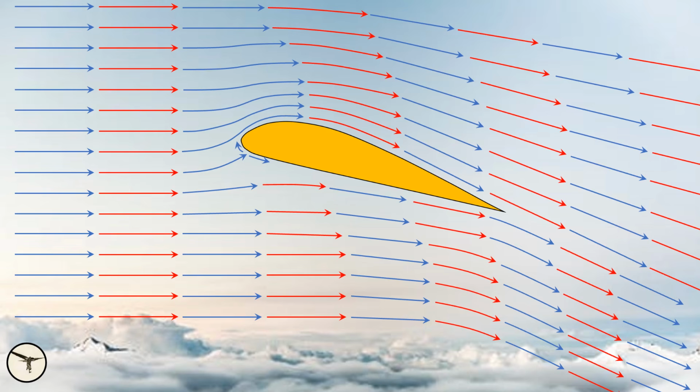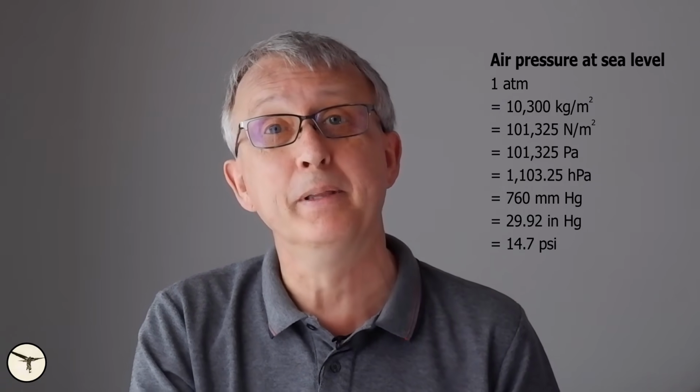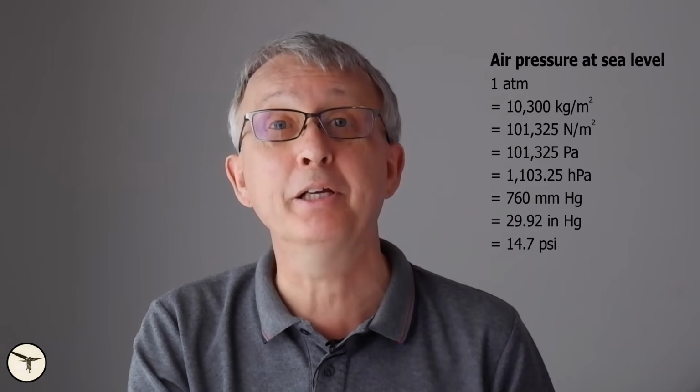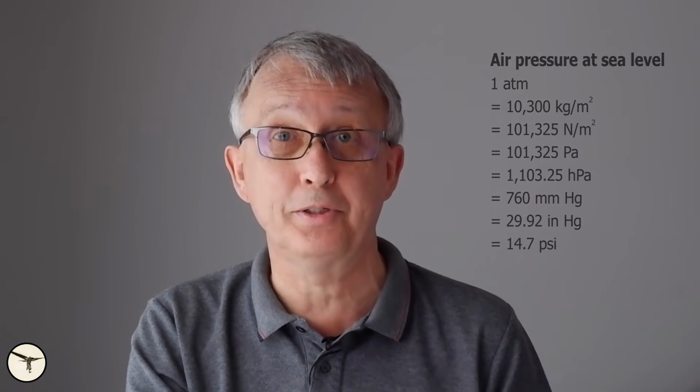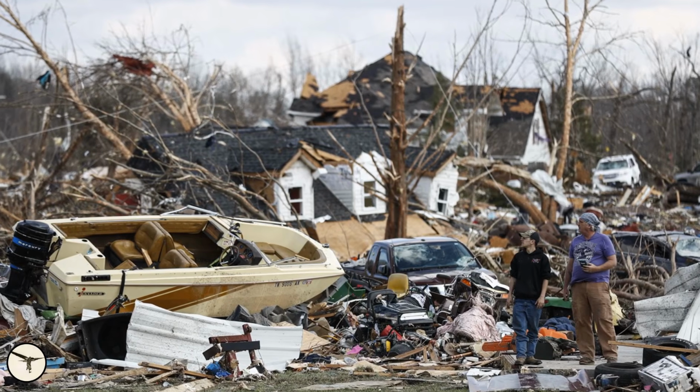The downwash happens because air is heavy and therefore has a momentum. At sea level, the air pressure is slightly more than 10 tons per square meter. When the air is set in motion, we are talking about serious forces. Just see what a hurricane can do, or a tornado.